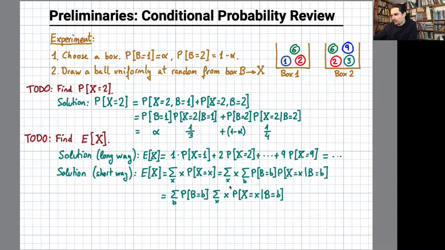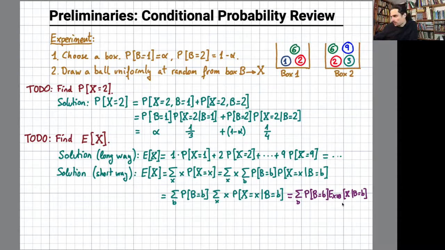And this leaves us with this inner summation here, which is the weighted sum of the values that the random variable can take, weighted by these conditional probabilities, right? So this is like the definition of expectation, but with this probability replaced with this conditional probability. So this is what we call the conditional expectation of x given b, right?